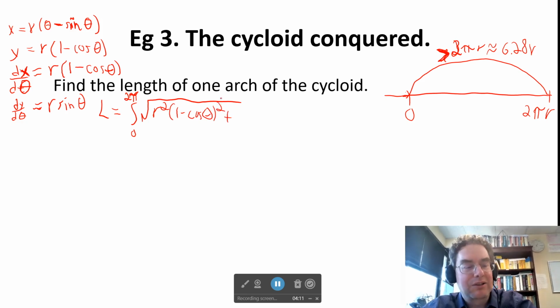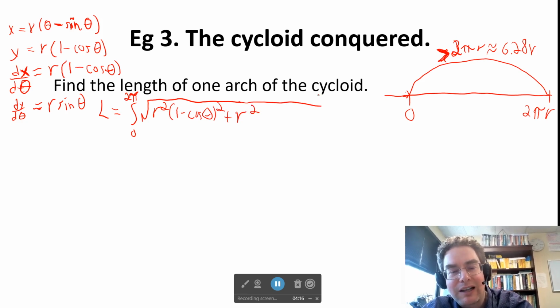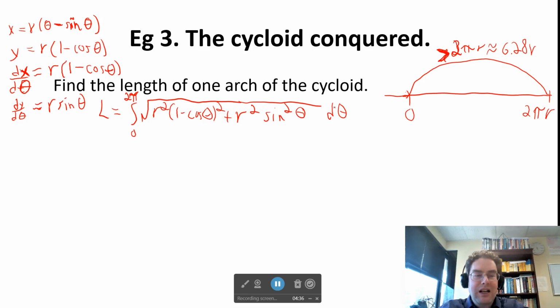And then we've got to square our other derivative as well. Once again, we'll get r squared. Nice common factor there, as might be expected. And then derivative of sine, we get cosine. Oh, wait, that was already differentiated. So now we just have to square it. So we get sine squared theta. And then we'll have a d theta out here, like so.